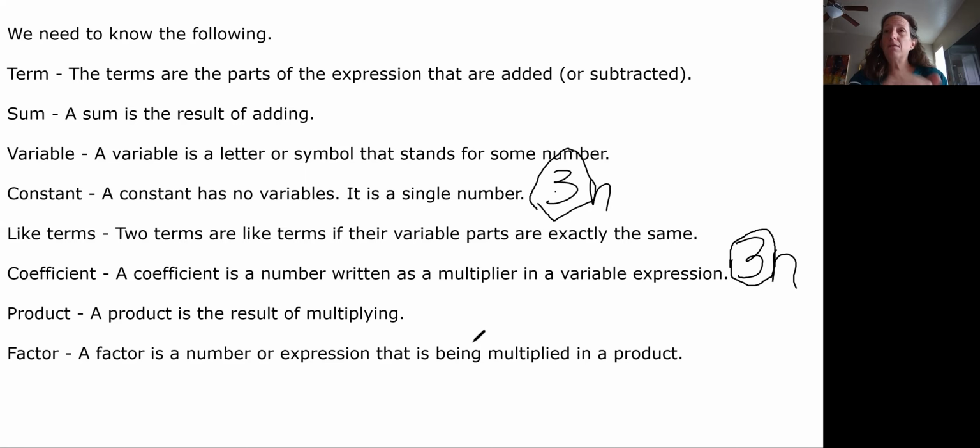So if I have 3n, the coefficient is just that number part. It's the 3 in 3n. That 3 is called a coefficient. It is also a constant. It can be both.